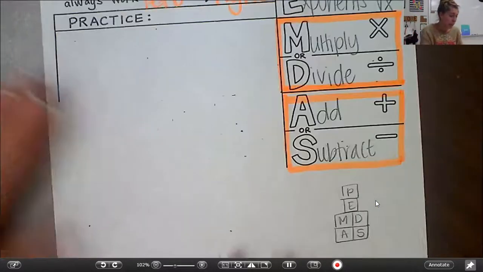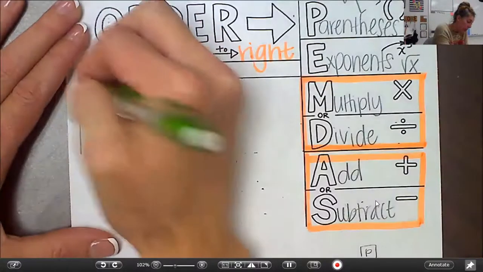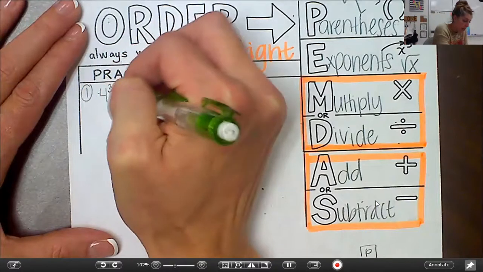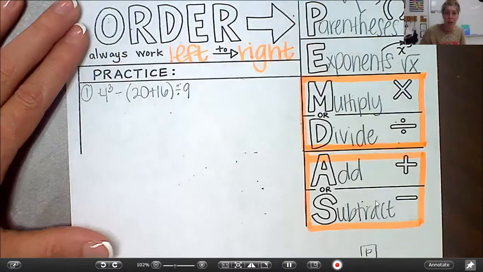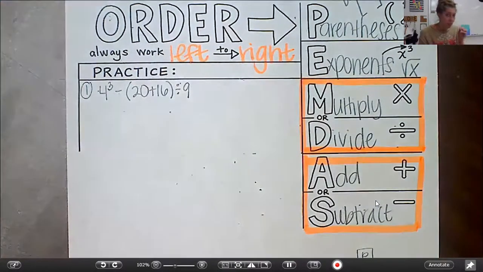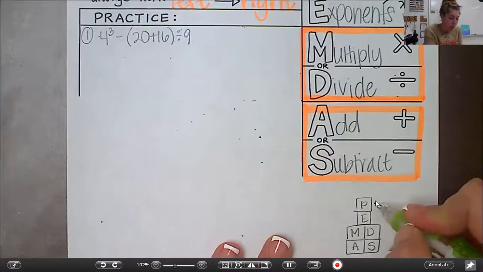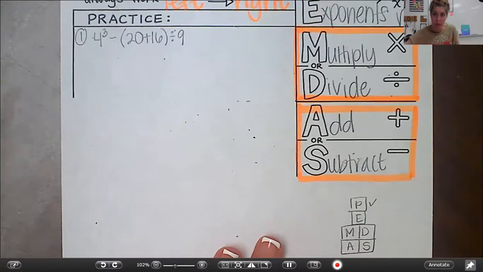Okay. So let's put this into action, right? The first one we're going to do is 4 cubed minus 20 plus 16 divided by 9. So again, if I'm going to just walk my way through it. In fact, if I had this drawn, I could even use it as a checklist. I do have parentheses. So I'm going to do those first.